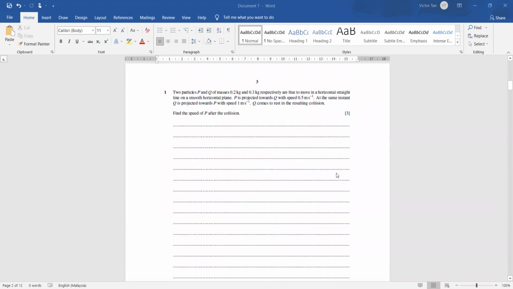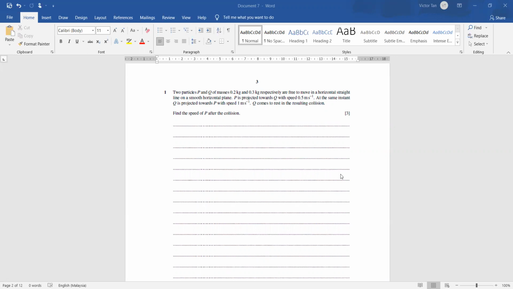Two particles P and Q of masses 0.2 kilogram and 0.3 kilogram respectively are free to move in a horizontal straight line on a smooth horizontal plane. P is projected towards Q with speed 0.5 meters per second. At the same instant, Q is projected towards P with speed of 1 meter per second. Q comes to rest in the resulting collision. Find the speed of P after the collision.